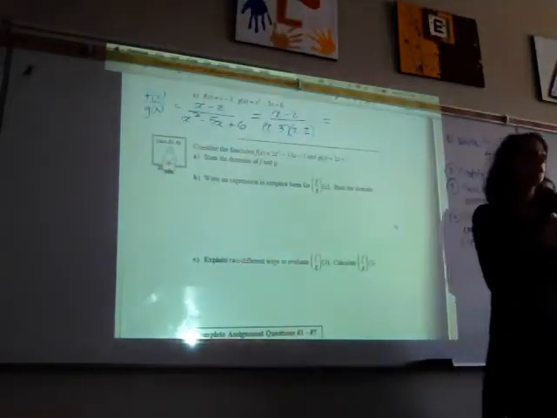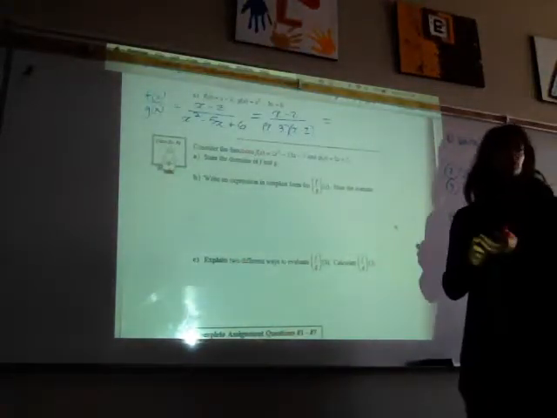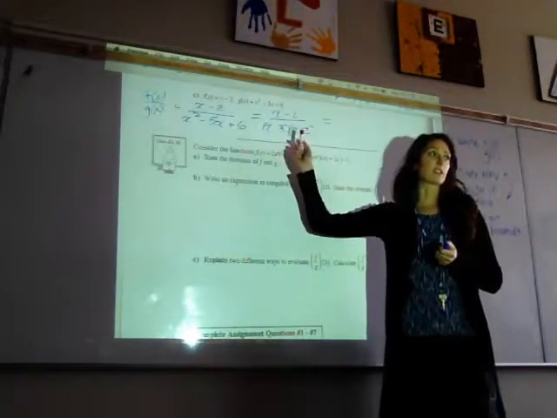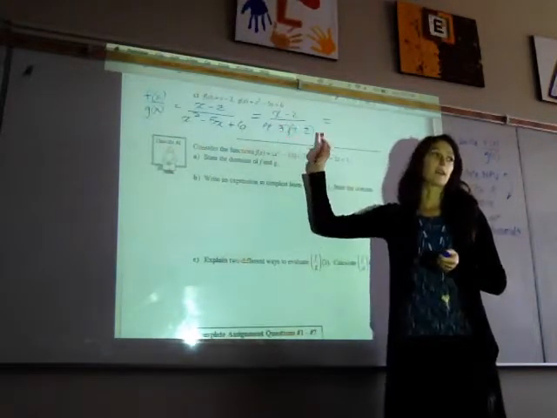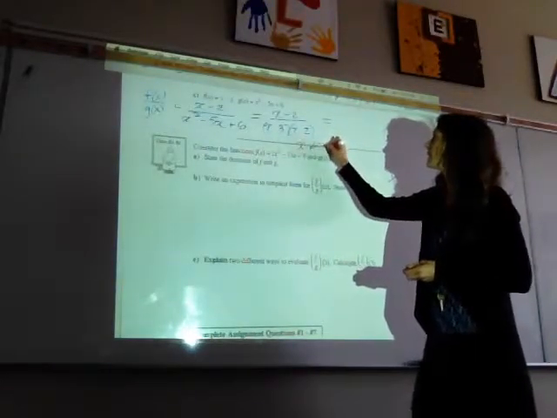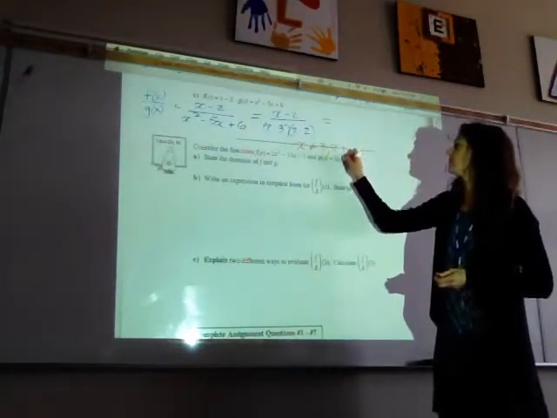And before I cancel out, what should I state? Restrictions. Okay, remember we can't divide by 0. That's where restrictions come from. So it's only what's in the denominator. So here x cannot equal positive 3 and positive 2.